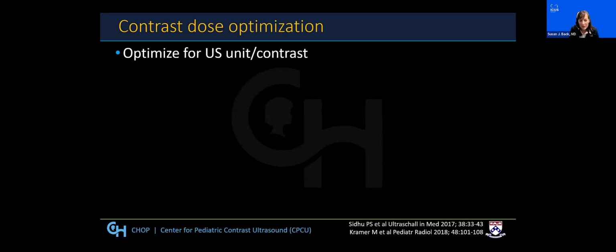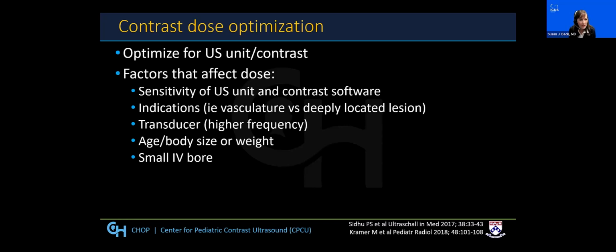The doses that I've just presented are probably going to be successful for most of the applications in the abdomen. However, you do have to keep in mind that you may need to optimize based on your ultrasound unit and whichever contrast agent you're using. The things to keep in mind that will affect whether you need to adjust either dose or imaging parameters will be the sensitivity of the software on your ultrasound unit, the indication, whether you're imaging something that's highly vascular or whether it's something that tends to get less blood flow or is deeply located within the body. Depending on which frequency you need to image with, you might have to adjust the dose, and that will also play into the patient's body size and habitus, and as well the caliber of the IV, noting that if you're using a very tiny caliber catheter, you may have some contrast loss at the time of administration.